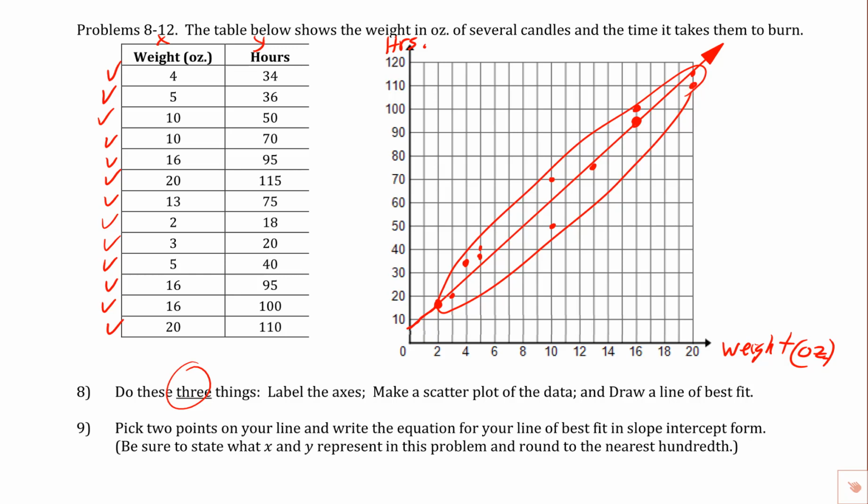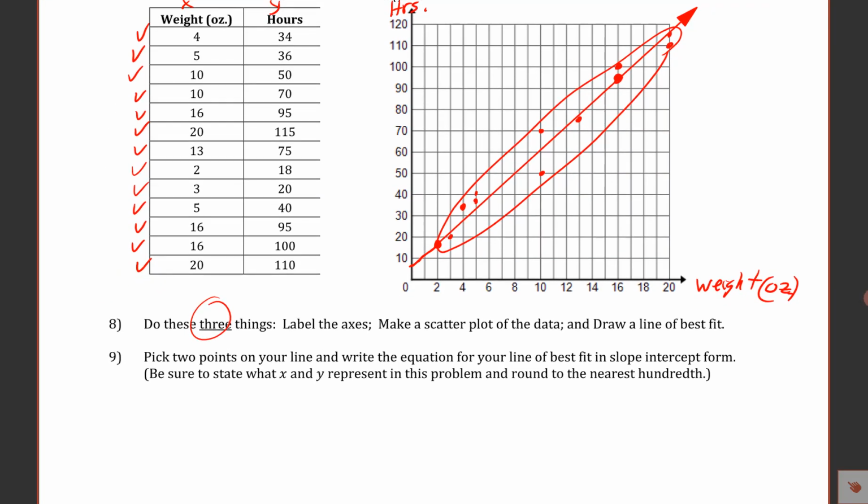Now we've got some work to do. We have to go through here and we have to answer these questions. I bet we're going to be finding slope and coming up with an equation with the y-intercept and all that sort of stuff. So it says, pick 2 points on your line and write an equation for your line of best fit in slope-intercept form. Okay, so we got to do everything here. We've got to make sure that we find the slope and the y-intercept.